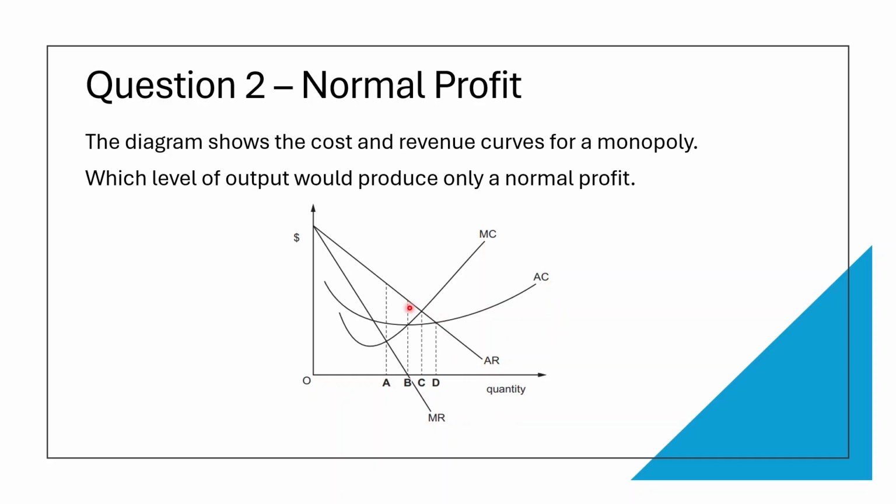Now let's look at the diagram carefully. Find where the AR curve touches the AC curve. That happens at output D. So the firm is not making any extra profit, not making a loss, just normal profit. So the answer is D.